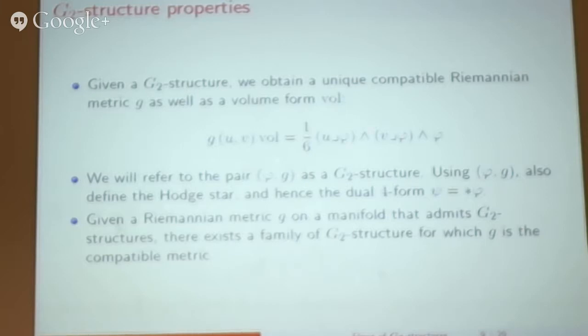Now, while a 3 form phi defines a metric in this unique way, actually there is a whole family of G2 structures which define the same metric. So it's not a one-to-one correspondence. In particular, the space of G2 structures or positive 3 forms which are compatible with a given metric gives an RP7 bundle. So that's SO7 over G2.